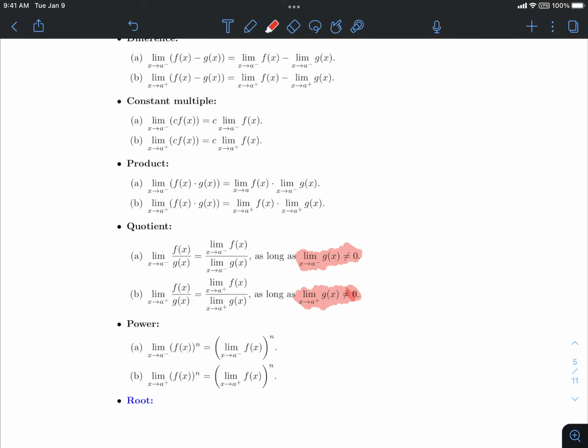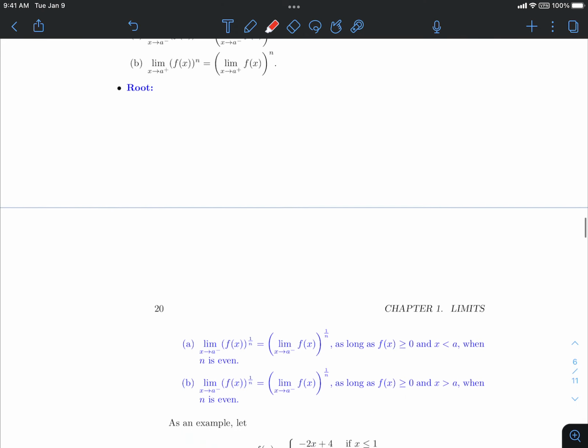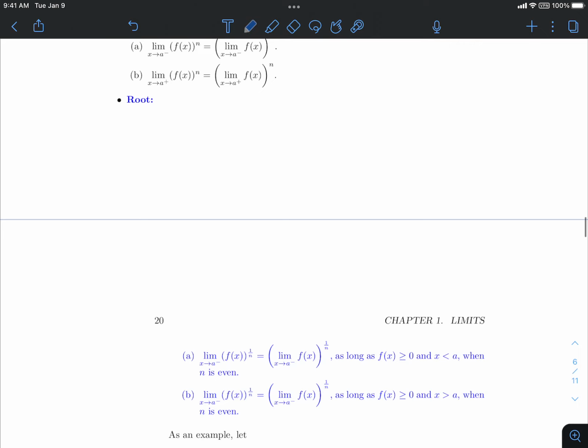The power rule works precisely the same way, but the root rule can sometimes be improperly applied. The one thing to be careful with is that when the root is even, meaning a square root or fourth root or sixth root or an eighth root, for example, you need to have f positive or at least non-negative in the region that you need. So when x is approaching a from the left, then x is less than a. So you need that to happen for x less than a, near a.